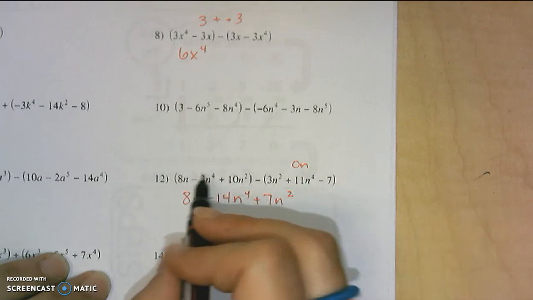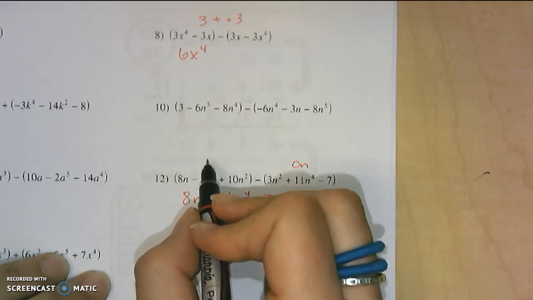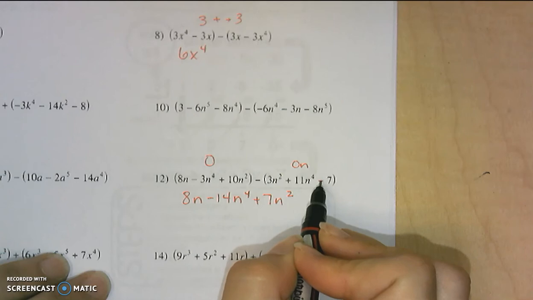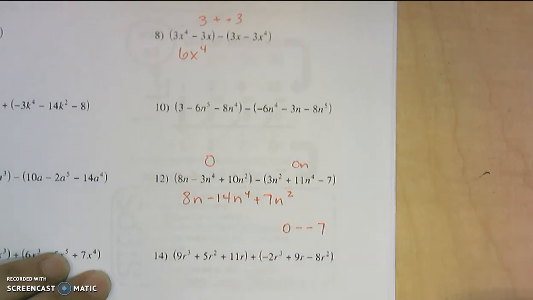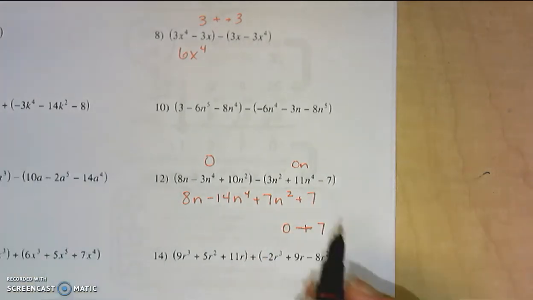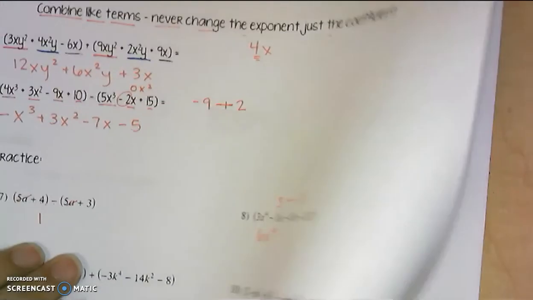And then notice on this one, here I have just a number with no letter, but I don't here. So I have to think of just 0 here. So 0 minus negative 7. That just becomes 0 plus 7, or a positive 7. Again, it's signs, signs, signs. Watch your signs. Okay? All right, so that's adding and subtracting.